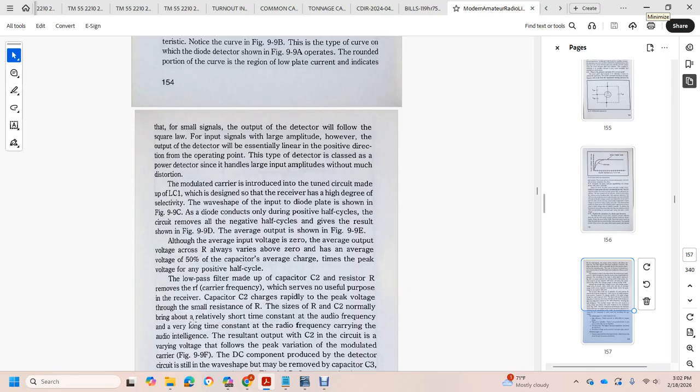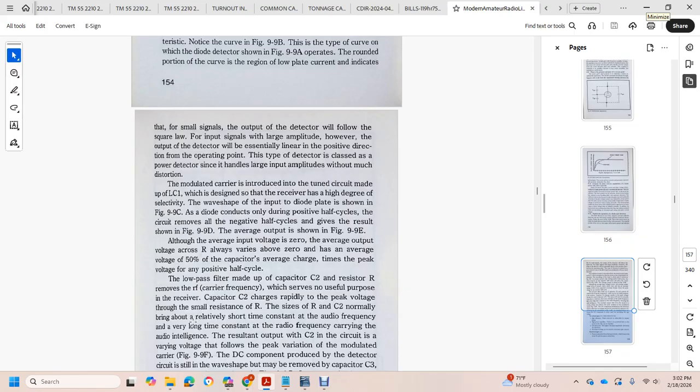A modulated carrier enters a tuned circle, a tuned LC circuit, designed for a receiver with a high degree of selectivity. The wave shape at the input of the diode plate is shown in figure 99C, with the diode current. The diode conducts only during the positive half cycle of the circuit, removing all of the negative half cycle, to give the result of figure 99D, with the average output shown in figure 99E.